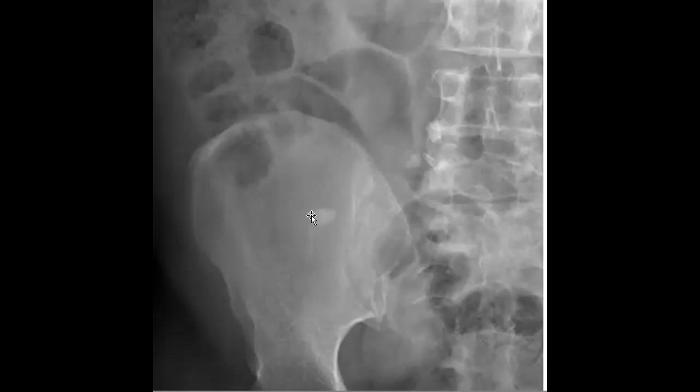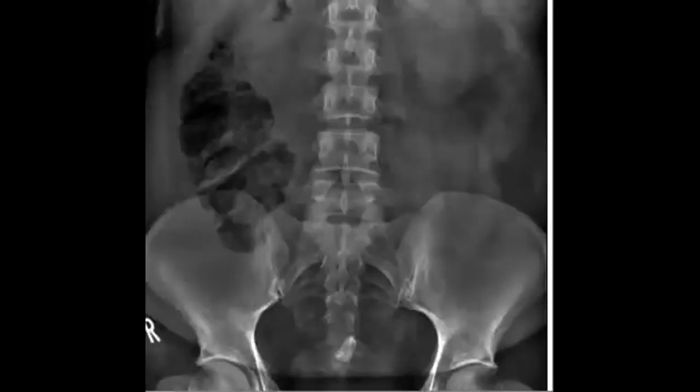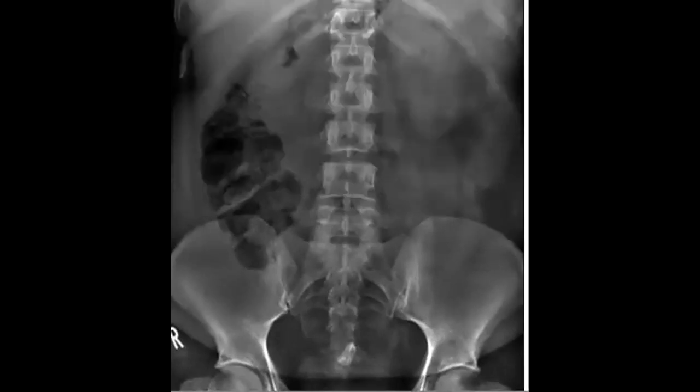It could be inside the bone, but to be honest, it is the right iliac fossa, and with this density you can think about appendicolith also, especially if you find any obstruction. So appendicolith, and this one, calcified mesenteric lymph nodes, could be. It is not just one diagnosis, but you can think to check for appendicolith.